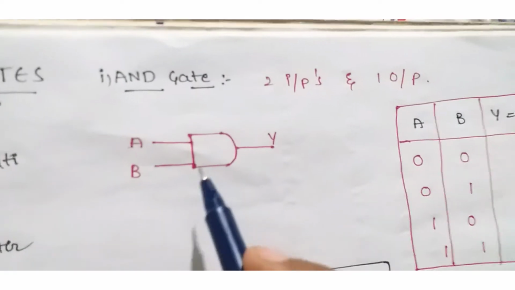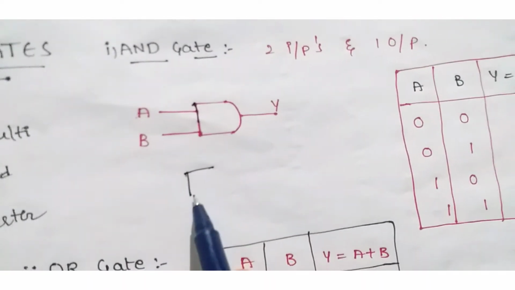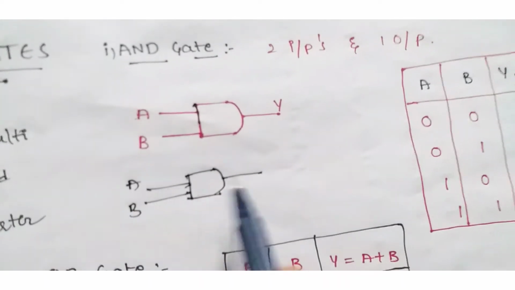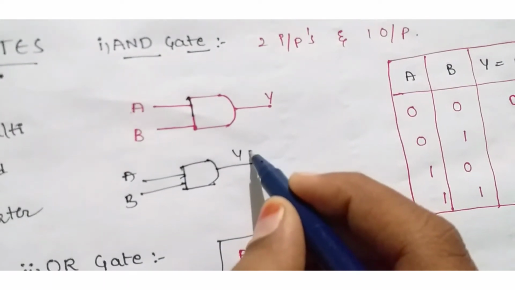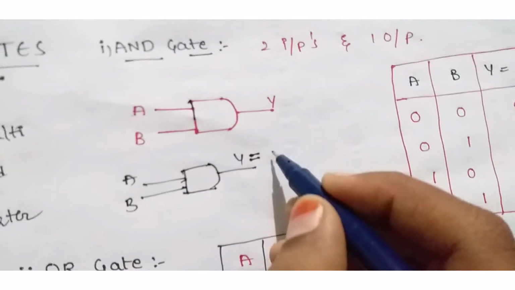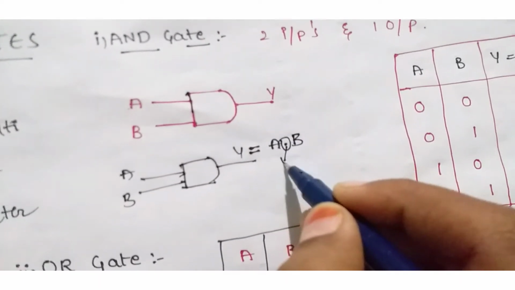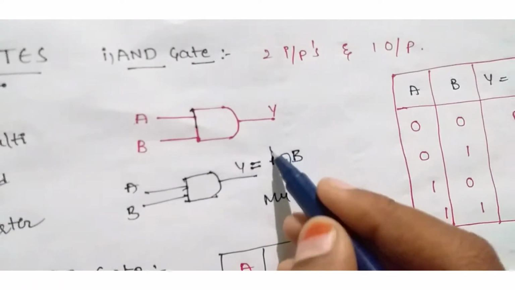Here we will represent the AND gate like this. We have two inputs for the AND gate and only a single output. We will represent it as A dot B, which means multiplying these terms.